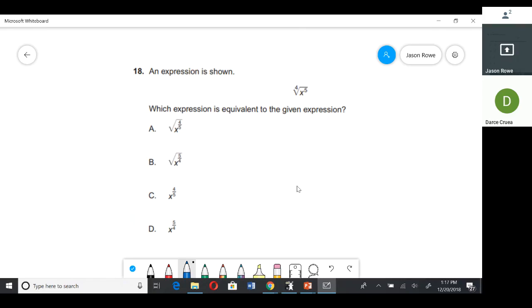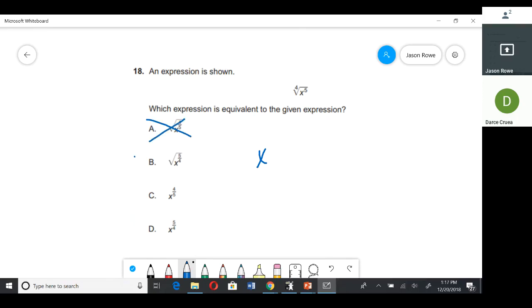All right, so we got an expression, the fourth root of x to the fifth power. Which expression is equivalent to the given expression? Okay, so think about the roots of a plant or a tree are underground, right? So when we're writing the equivalent expression, we do not want to use the radical. We want to get rid of that radical.